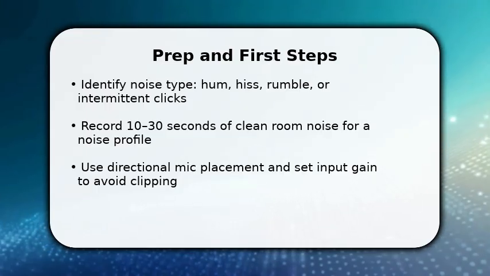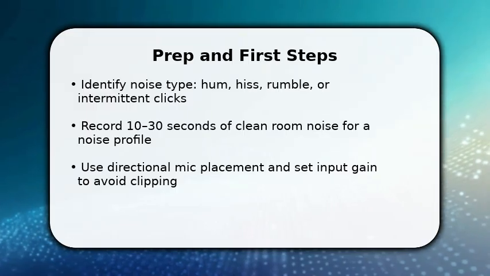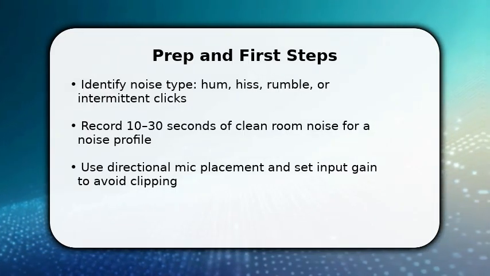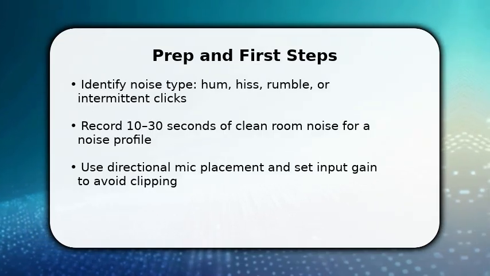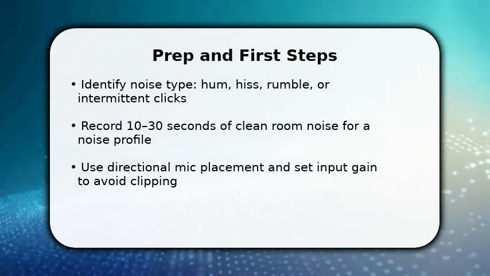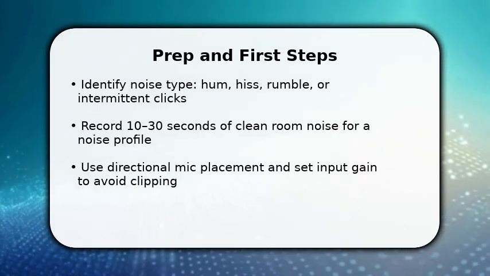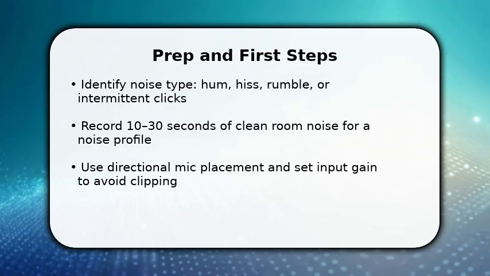You start by isolating the sound and capturing a reference. First, identify whether the problem is hum, hiss, rumble, or transient clicks so you know which tools to apply. Once you have that, record 10 to 30 seconds of room noise as a noise profile. This will let software subtract only the background.